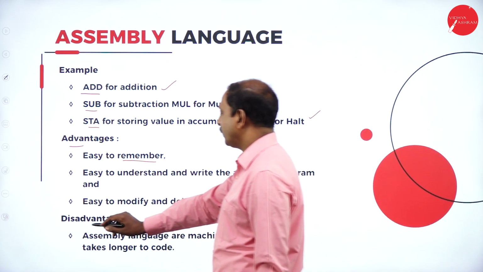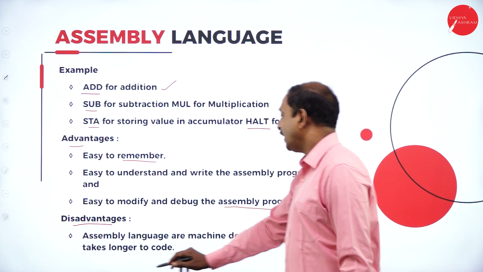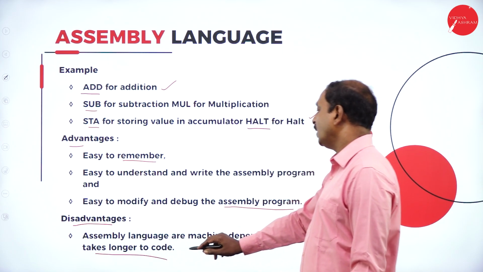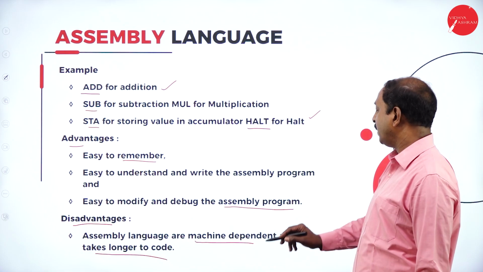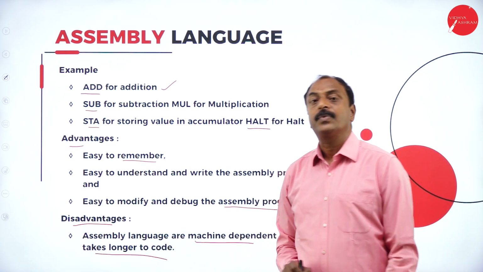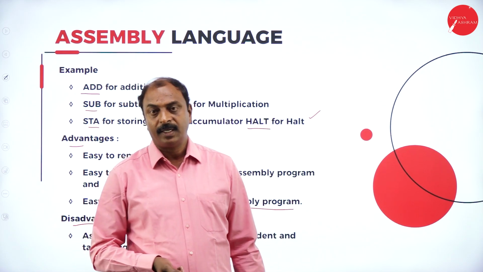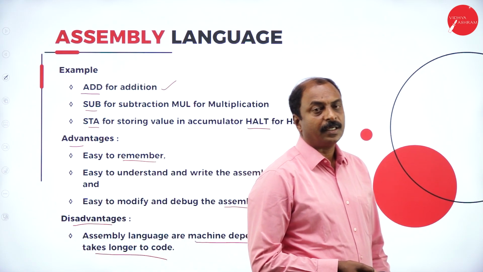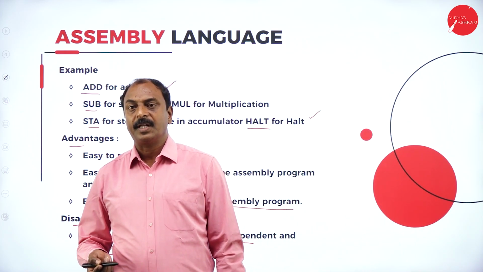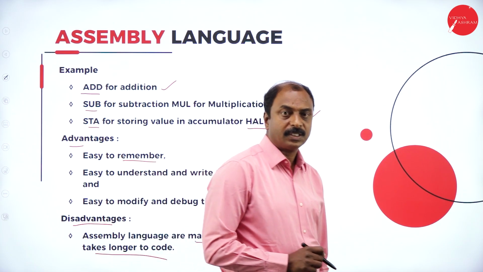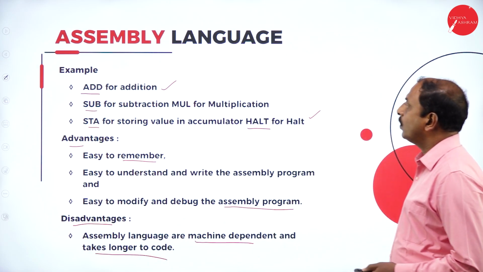Next one is disadvantages. The main drawback is that it is machine dependent and takes longer to code. Again, assembly languages are machine dependent and the program will be very lengthy. It means the programs written in assembly level language for one computer cannot run on different computers. That is the meaning of machine dependent. Now let us move on to the next slide.